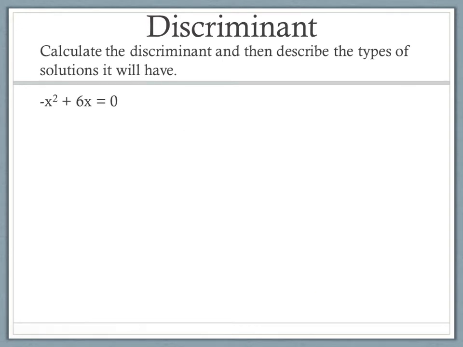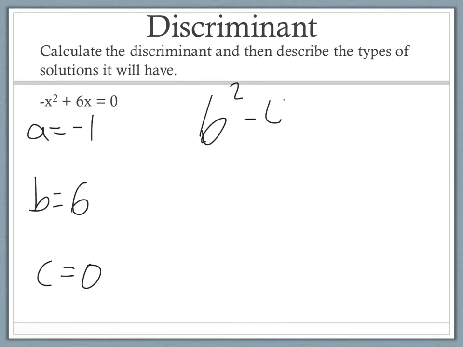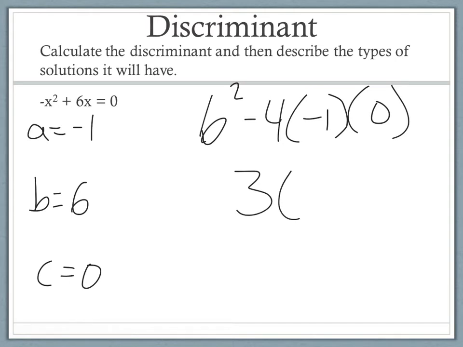Let's look at this last one. My a, my b, my c. My a would be negative 1. B, since it does have a b term, would be 6, but it doesn't have a number, just an x squared and 6x, so c would just be 0. Then I'll do 6 squared minus 4 times negative 1 times 0. If I plug that into the calculator, this is a 6, not a b, by the way, that's just 36, and it's positive, so it's going to be 2 real solutions.